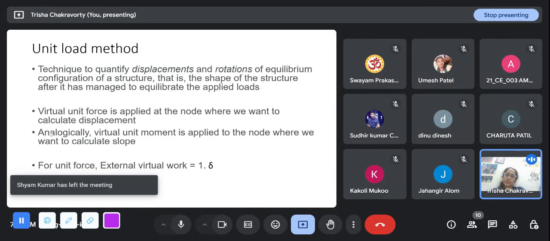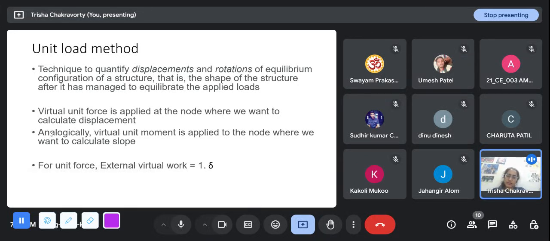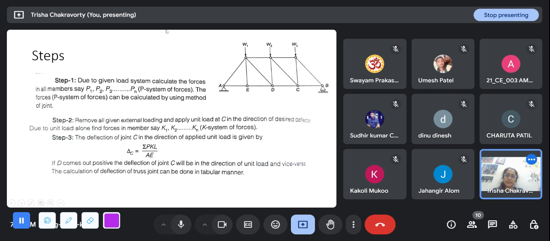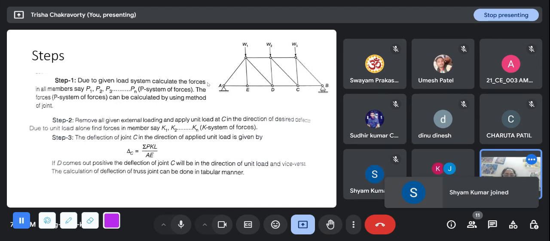And for a unit force, the external virtual work done will be 1 into delta, and this delta is the unknown, this is what we don't know. And since external virtual work equals internal virtual work, delta will be equal to the internal virtual work. So let's look at the steps. This is a very simple determinate truss. It has a hinge support here and a roller support here, so it is determinate because it has only three support reactions and three equations of equilibrium.